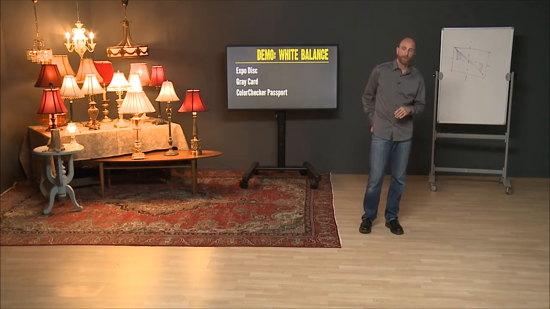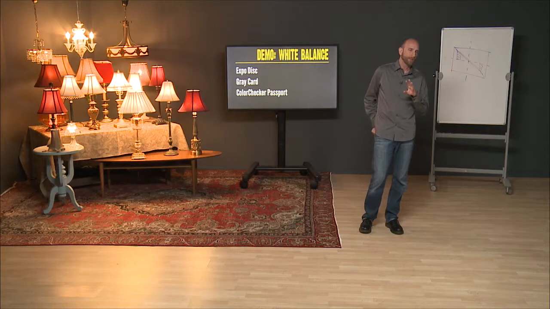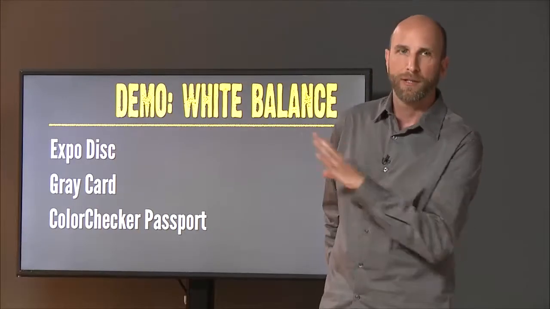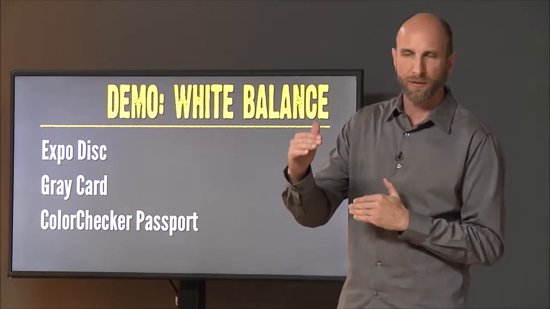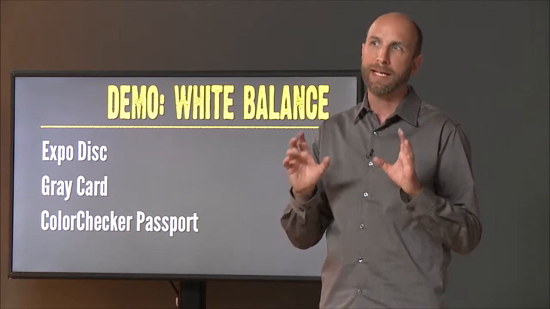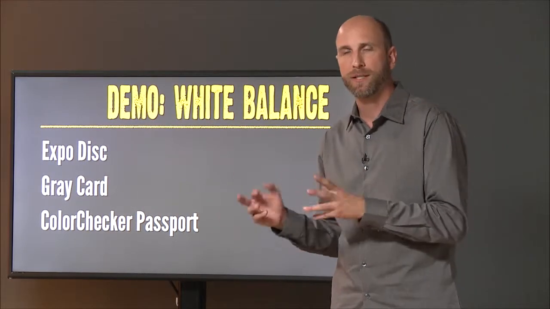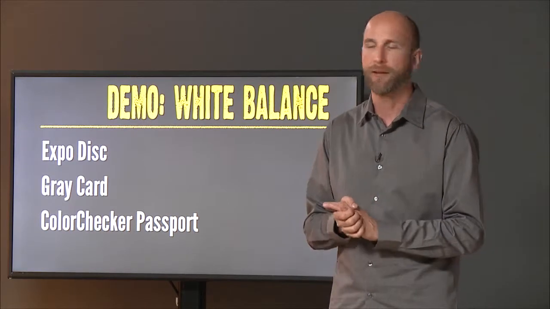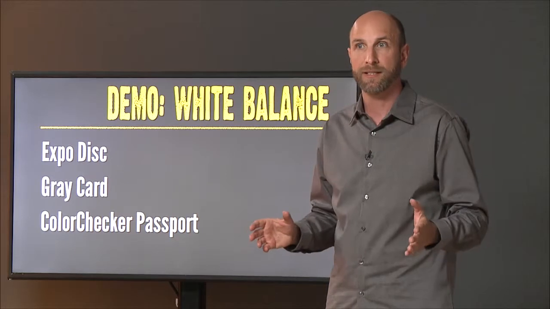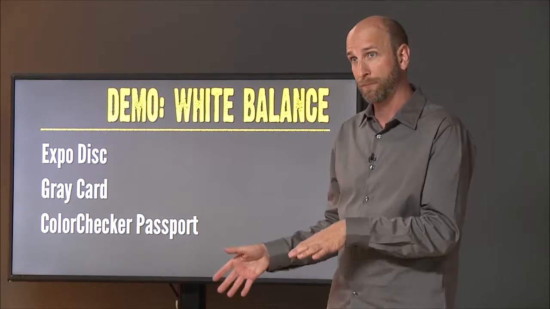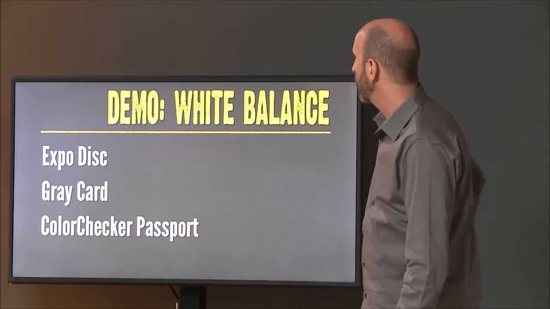And so we're going to use three things today. We're going to use an Expo disc, which I have. We're going to use a white card, but you can use these things that are called gray cards. They're calibrated to be 18% gray. We're going to find out why it's 18%. There's some that are 15%. We're going to find out. And then the one that I prefer and I use almost exclusively is this thing called a color checker passport. And we're going to show you how that works.